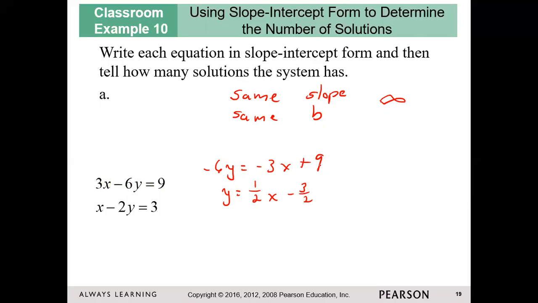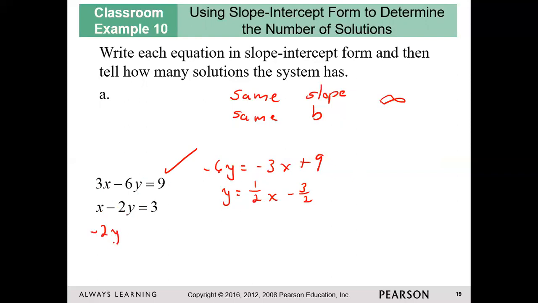Again, simplifying the fraction, when you divide 9 by negative 6, you get negative 3 over 2. So there is our slope and our y-intercept for this first equation. So let's see if we can do something similar here. Again, start to get y by itself. y equals mx plus b, that's what we're looking for.